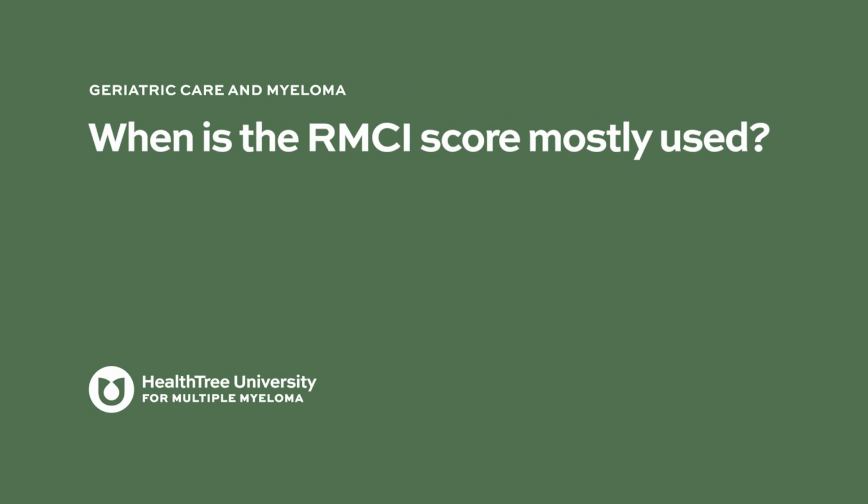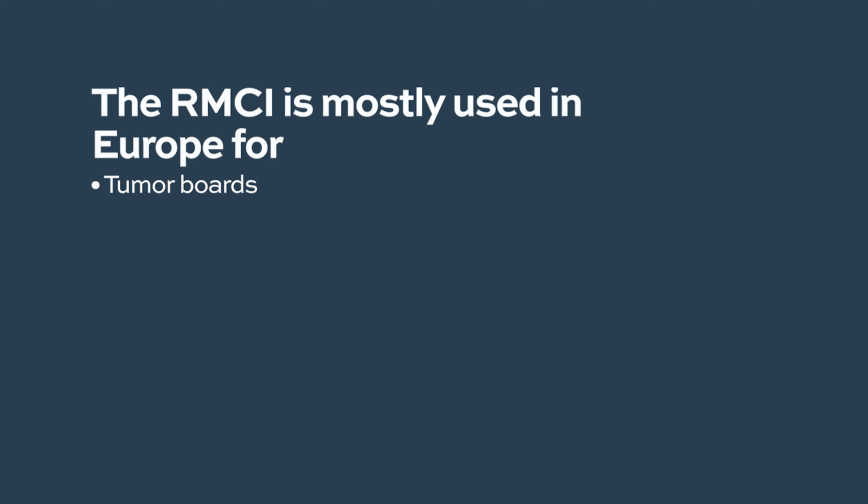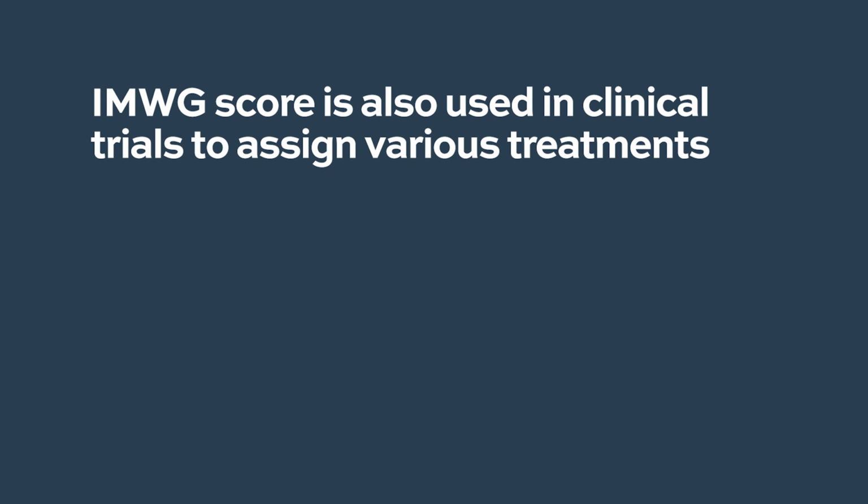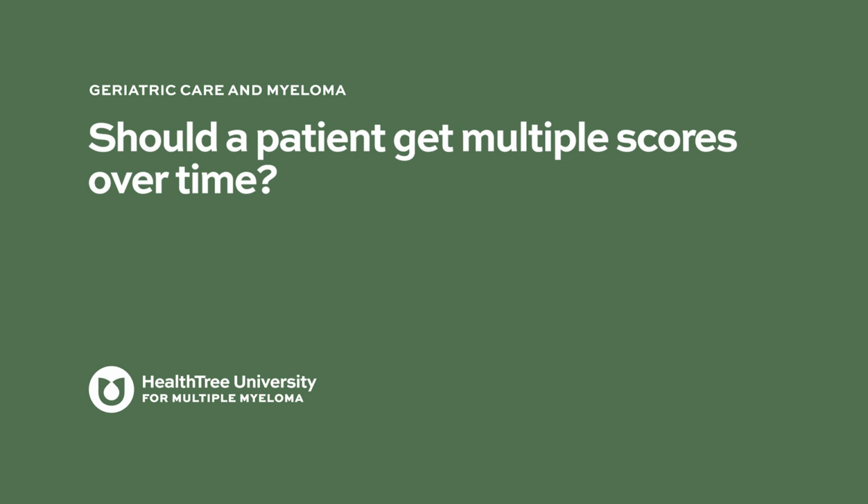When is the RMCI score mostly used? In clinical trial settings, I would say the setting where the RMCI is mostly used is probably in Europe. The developer of the score, Dr. Engelhardt, has really published on this, and their use of this in things like tumor boards helps inform decisions. They use the RMCI in clinical trial settings also when they're designing studies to think about whether or not you want to classify a patient according to their fitness status to assign therapy. But then similarly, the IMWG score is also being used in clinical trial settings when you think about how to assign various myeloma treatments.